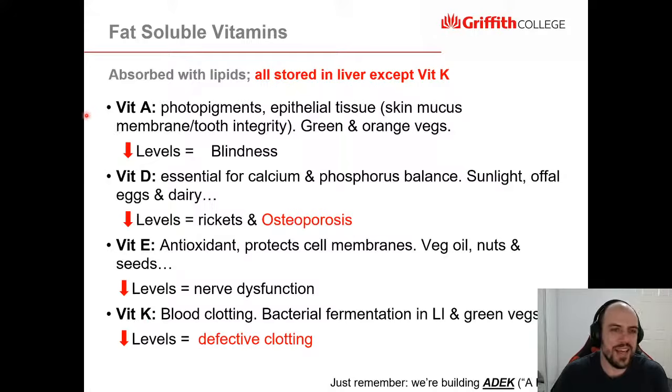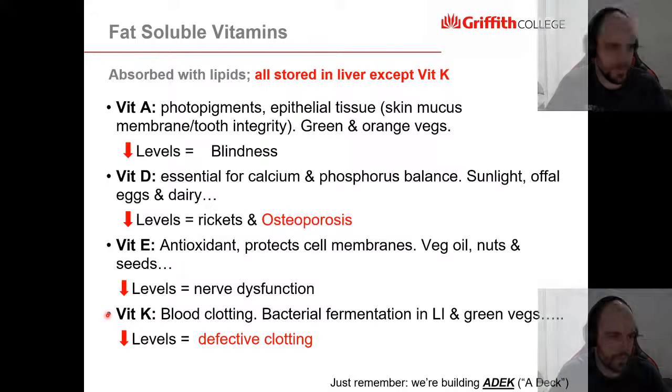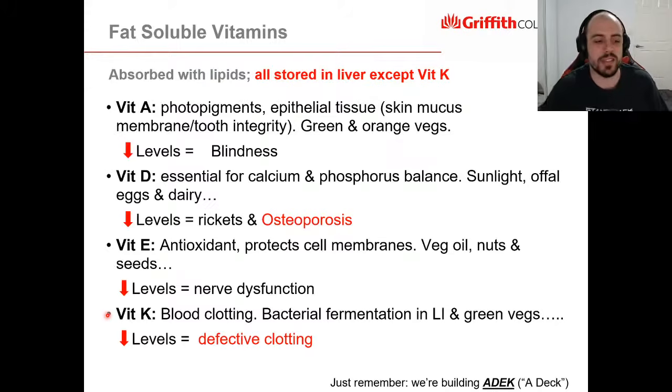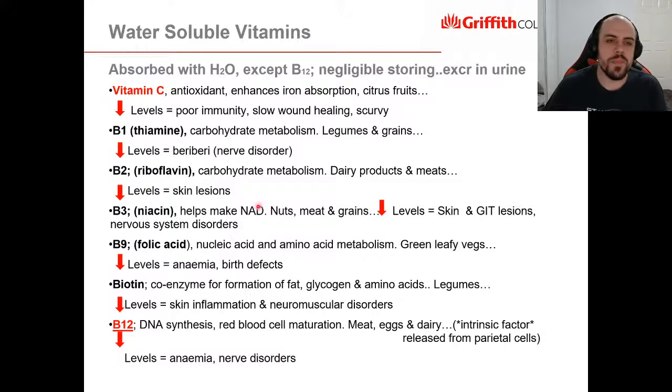A-D-E-K. So vitamin A, vitamin D, vitamin E, and vitamin K are all fat-soluble. So that's a good little mental trick to help you remember those fat-soluble vitamins. Dad bod is fat. Dads want to build a deck. A-D-E-K.